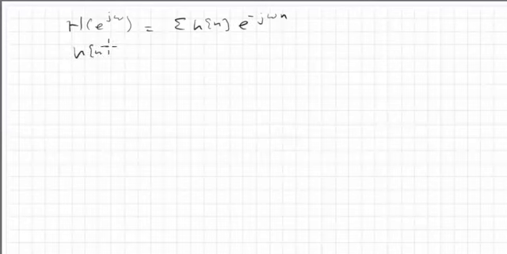H of e to the j omega is the sum of h of n e to the minus j omega n. For some systems, this does not converge. For example, if the system has a response that's the unit step function, you can show that this just doesn't converge, so it doesn't even exist, doesn't have a frequency response.